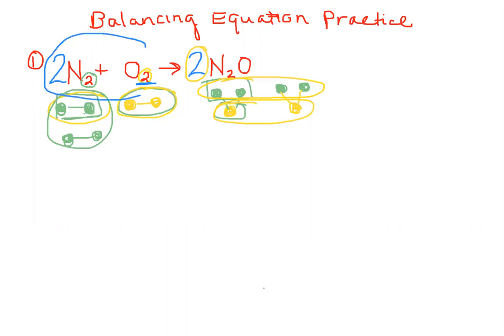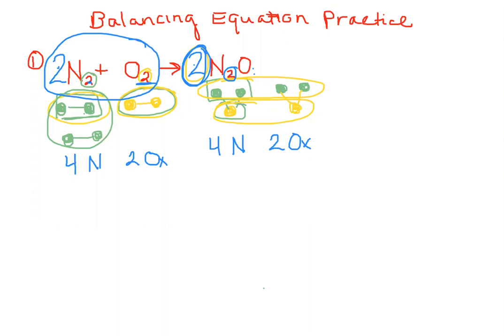On this side of the arrow, we have 2 times 2. You multiply the coefficient by the subscript to tell you how many there are. This 2 times this 2 tells us there are 4 nitrogen. And here there's a 1 in front of the O, 1 times 2, there are 2 oxygen. Over here on this side, this 2 times this 2 tells us there are 4 nitrogen. And 2 times 1, because there's not a subscript, tells us there are 2 oxygen, and everything is balanced and everybody is happy. So let's look at number 2.